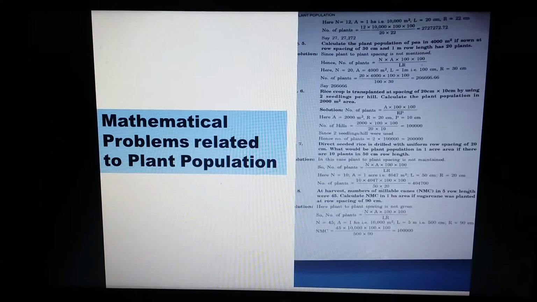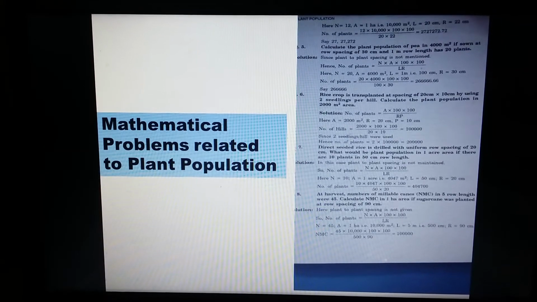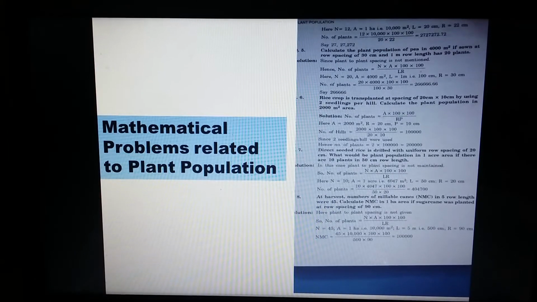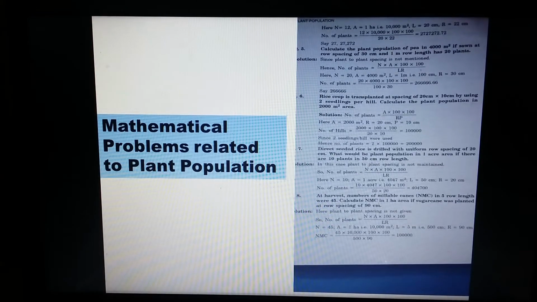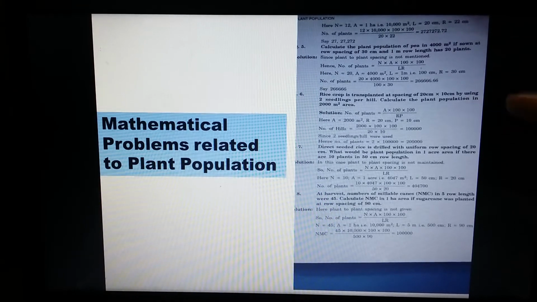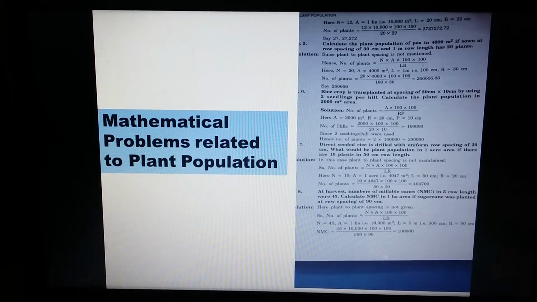But you look at the question, there are 2 seedlings per hill. So the total number of plants is equal to 2 into 1 lakh, that is 2 lakh, because there are 2 seedlings per hill used. So coming to our next problem, that is question number 7.